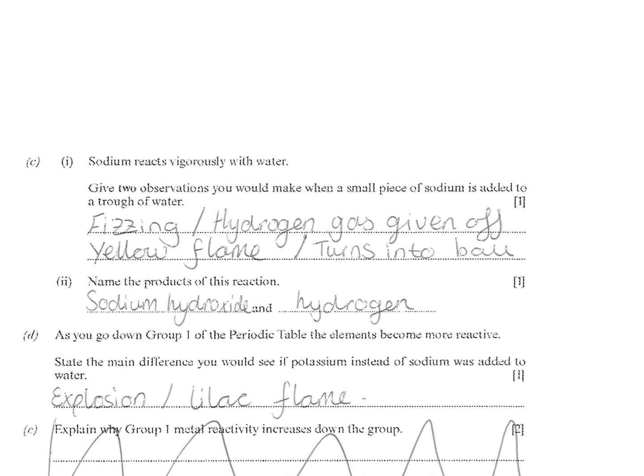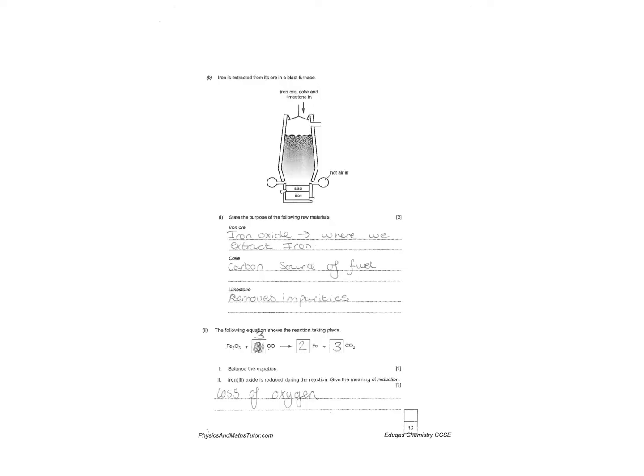Sodium reacts vigorously with water. Give 2 observations. You would see fizzing, you would see hydrogen gas being given off, you would see a yellow flame, and it would turn into a ball. The products would be sodium hydroxide and hydrogen. The difference would be if you had potassium, it would give you a lilac flame, and there's likely to be an explosion. We're not doing that question.